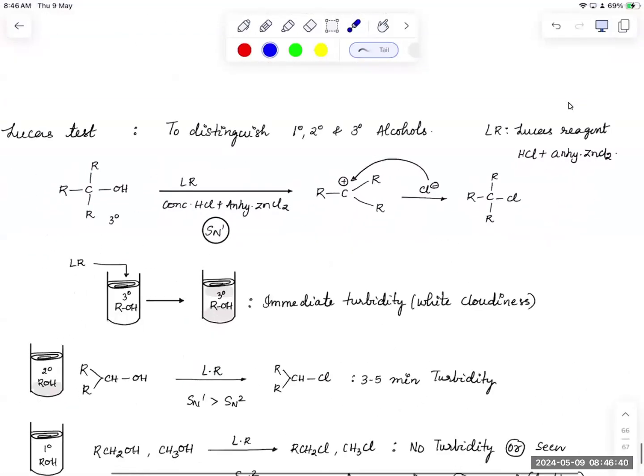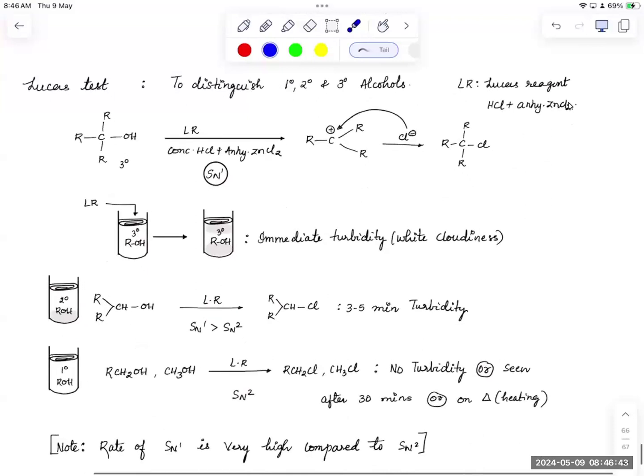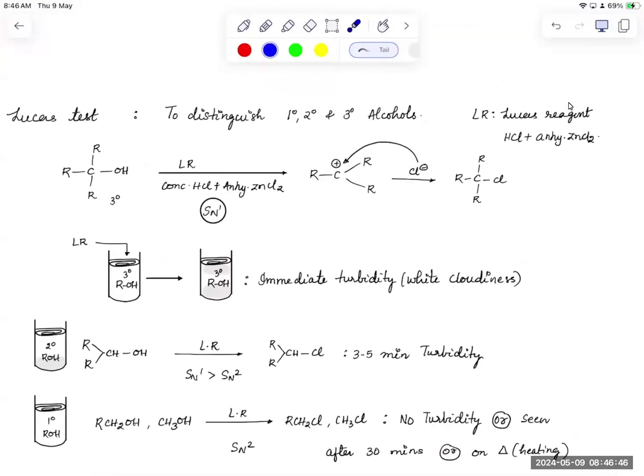Okay. Let us understand what the Lucas test is now. The Lucas test is mainly used for distinguishing 1-degree, 2-degree, and 3-degree alcohols. We learned what Lucas reagent is already. This is Lucas reagent, HCl in anhydrous zinc chloride. Imagine I have a tertiary alcohol and I use Lucas reagent here. What does Lucas reagent do? First it will protonate, giving OH2 plus, and this OH2 will leave, leaving behind a carbocation. Then Cl minus can attack from the top or from the bottom and prepares a compound here.